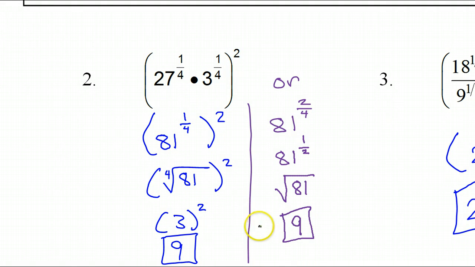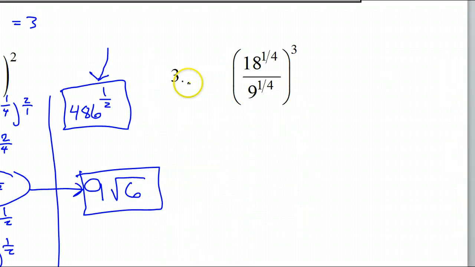That's it for number 2. So number 3. See, this one I like. See how we have the same exponent? That's great. If the exponents are the same, then we can divide the bases. So I'm still going to have the 1/4 power, but 18 divided by 9 is 2. So I have 2 to the 1/4 power. If the exponents are the same, you can divide.